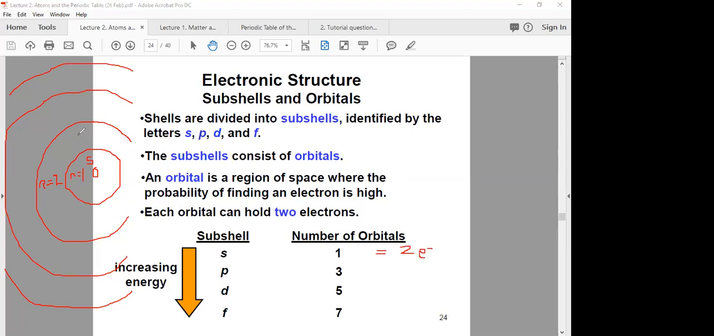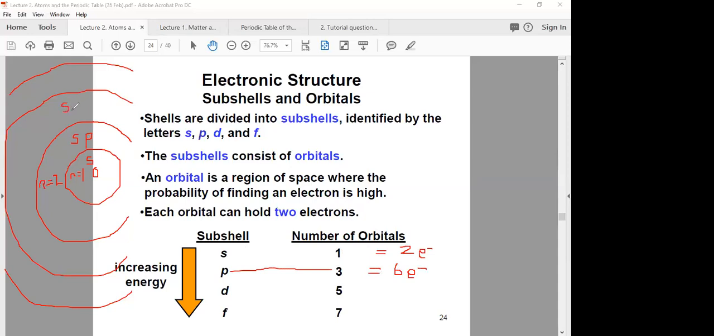Shell n equals 2 has an s and a p subshell. We know that the s subshell only has 1 orbital, so it can only hold 2 electrons. A p subshell, on the other hand, has 3 orbitals. So how many electrons could that hold? 6, that's right. 3 orbitals, 2 electrons in each, so a p subshell can hold 6 electrons.